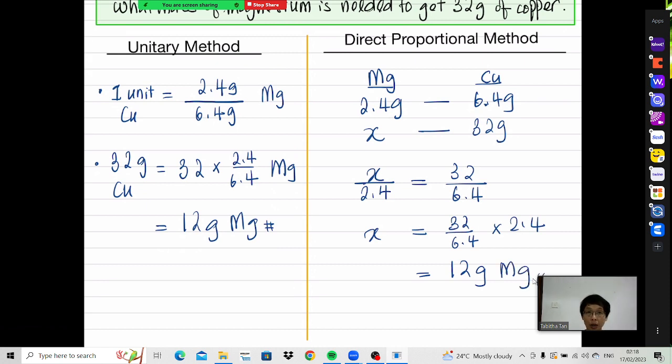See that? Okay, so you find that the calculation on both sides is actually the same: 32 times 2.4, and divided by 6.4. The only thing different is the way they approach the calculations.